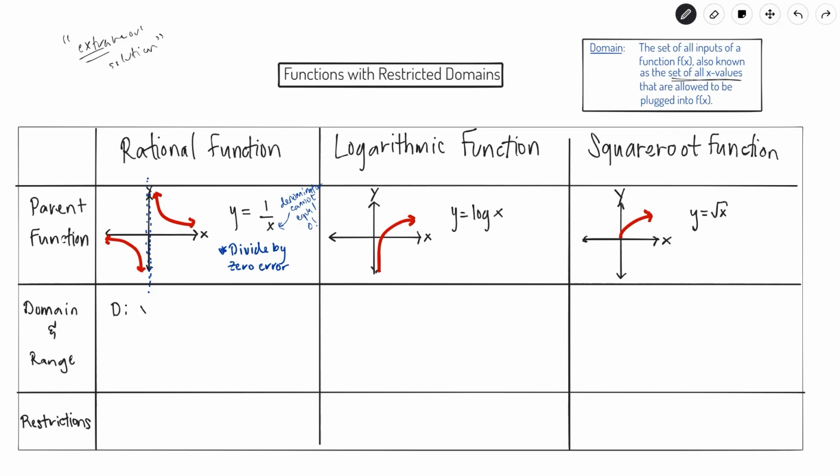Or we can write it in a more complex way. Maybe I want to write it in terms of an inequality. I can say that x is greater than 0 or x is less than 0, something like that.